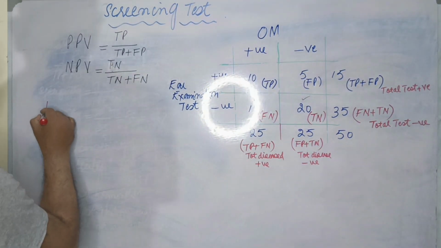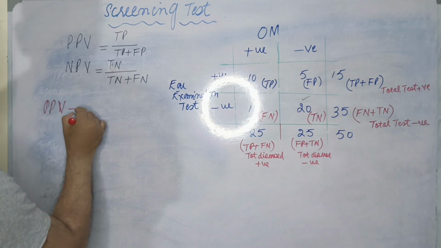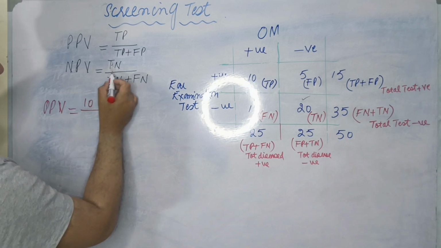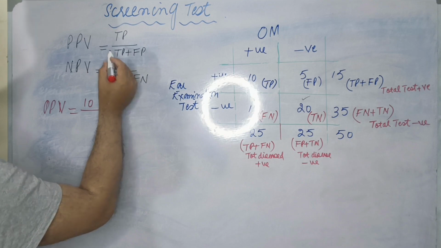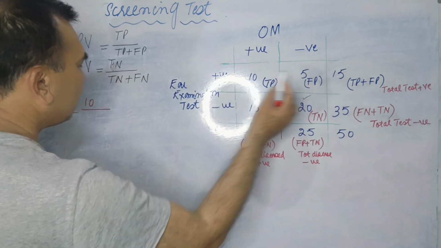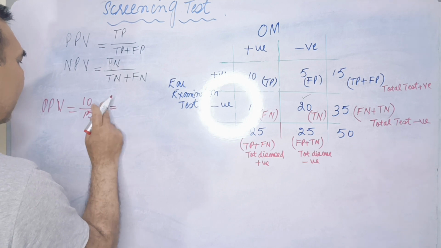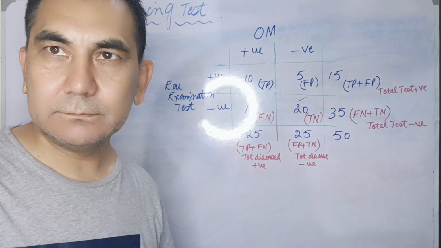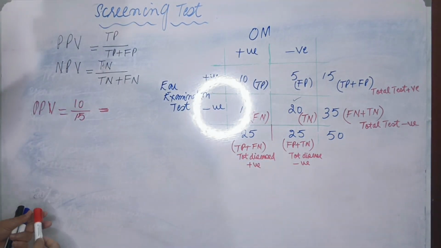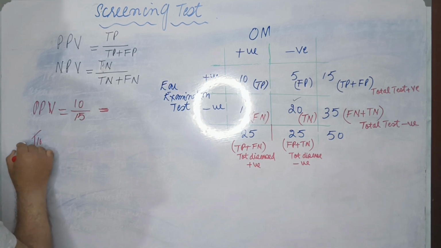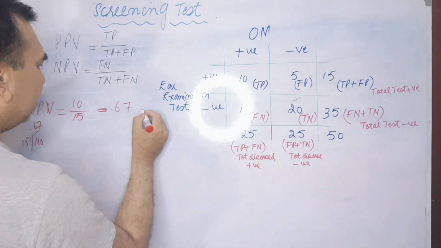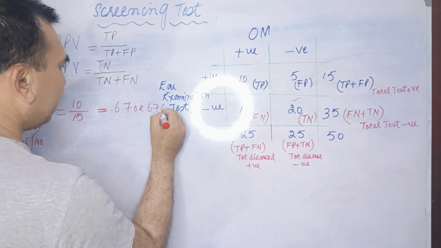Now, in the PPV, what was the formula for PPV? True positive is 10. And what is the total positive? Total sum of the test positive. Test positive is 15. So 10 by 15. When we divide 10 by 15, it is 0.6, around 67%.